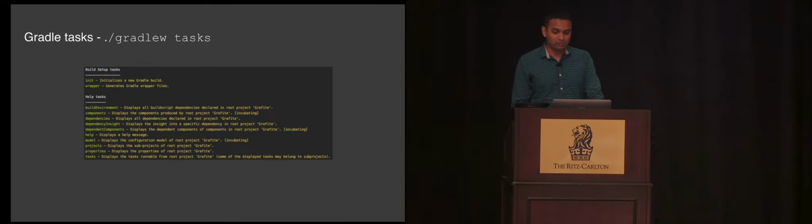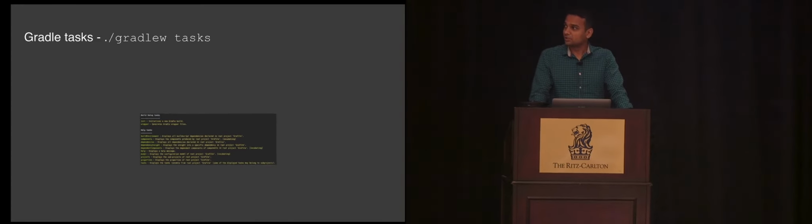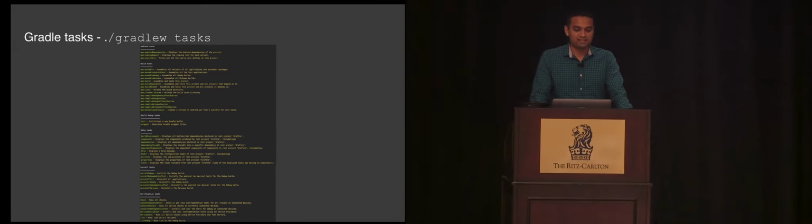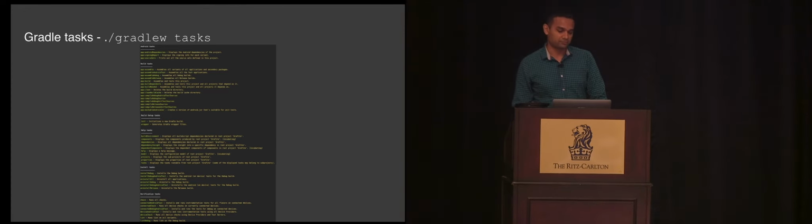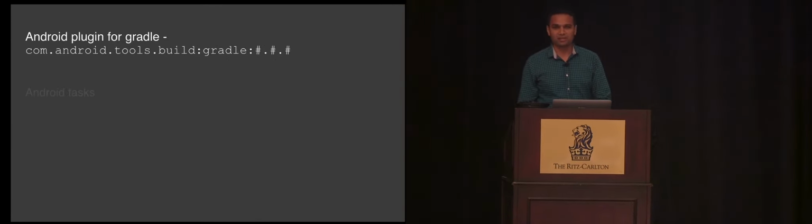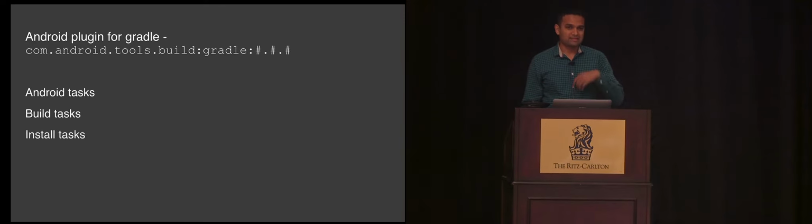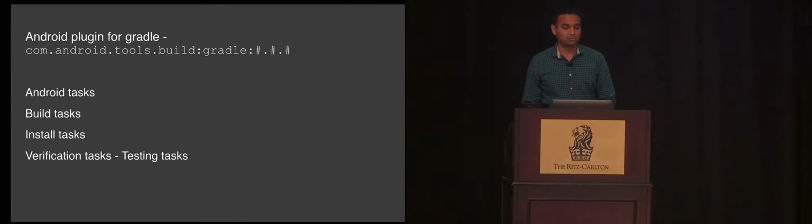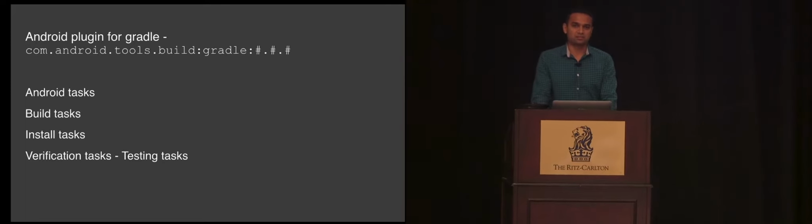In a regular Java project, when you do gradlew tasks, you'll see something like this. However, when you do it for an Android project, you'll see a lot more. And that's because of the Android plugin for Gradle. What the Android plugin for Gradle does is it bundles in a bunch of additional tasks, like the Android tasks, which will sign the APK, the build tasks that will build the APK, the install tasks that will install on the device or the emulator, and the verification tasks. These are the testing tasks. These are the tasks that I'll be covering today, talking more about.